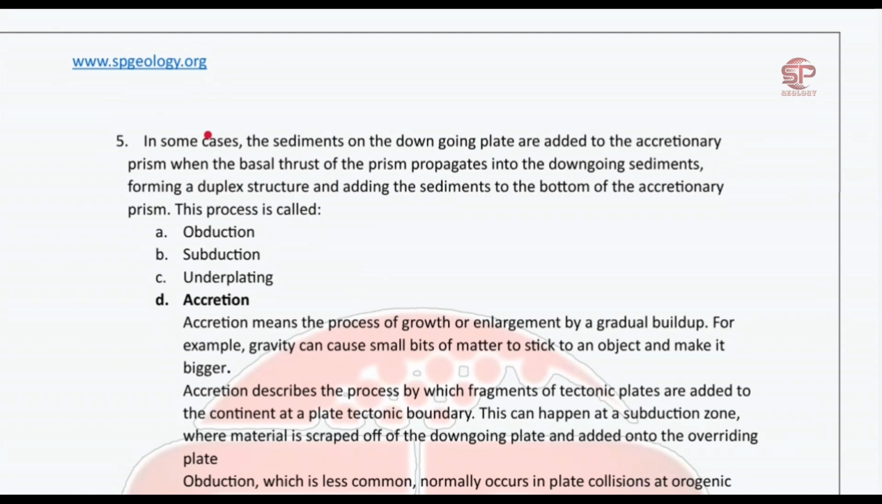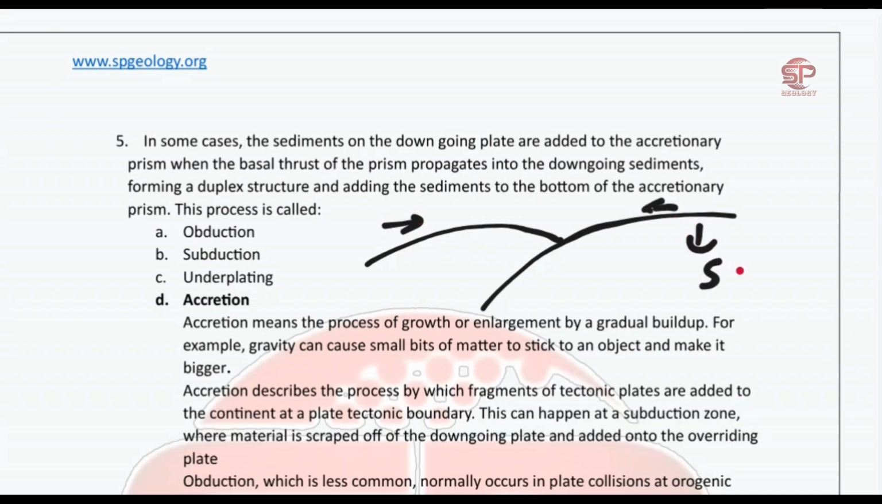So question number 5. In some cases, the sediments on the downgoing plate are added to the accretionary prism, when the partial thrust of the prism propagates into the downgoing sediments, and it will form a duplex structure, adding the sediment to the bottom of the accretionary prism. That's why the accretionary prism grows. So it is in the case of a subduction region. So this is your subducted plate, and this is your overriding plate.